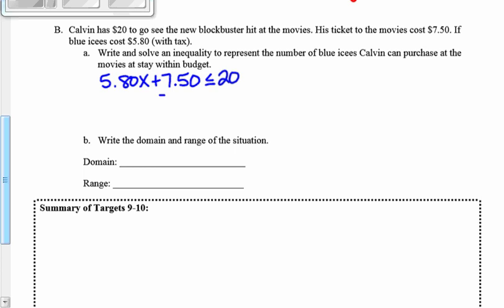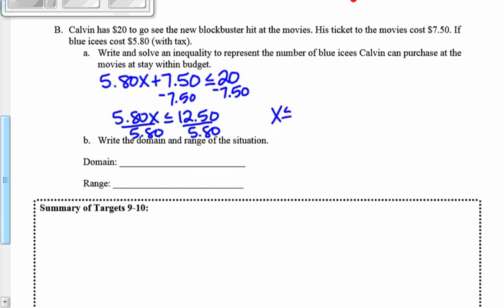So let's subtract the 7.50 over. So then we have 5.80x is less than or equal to 12.50. I'm going to divide by 5.80 to get x by itself, and we get x is less than or equal to 2.155.